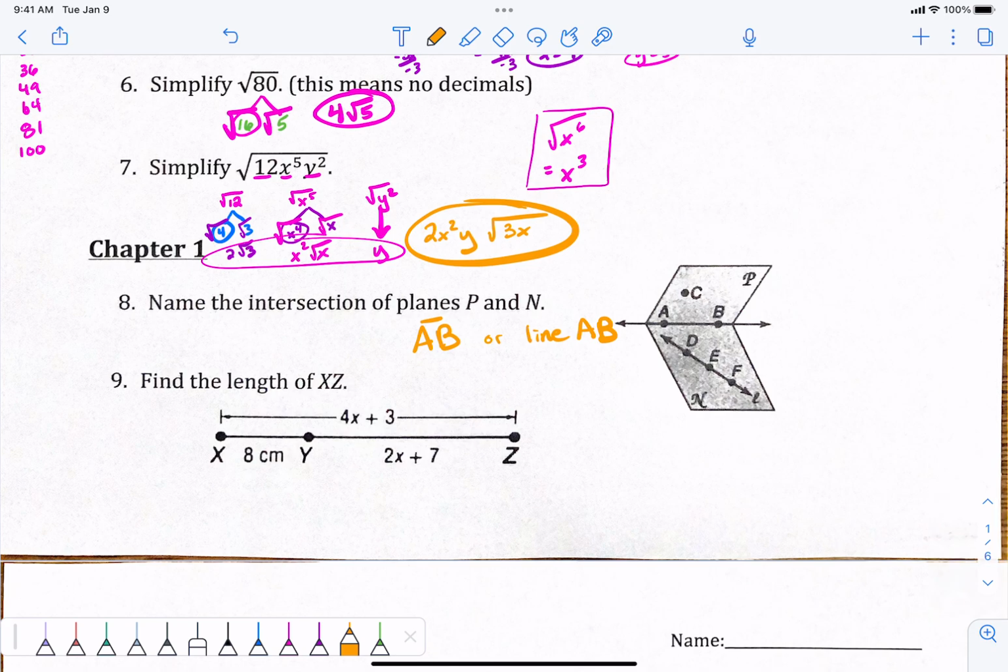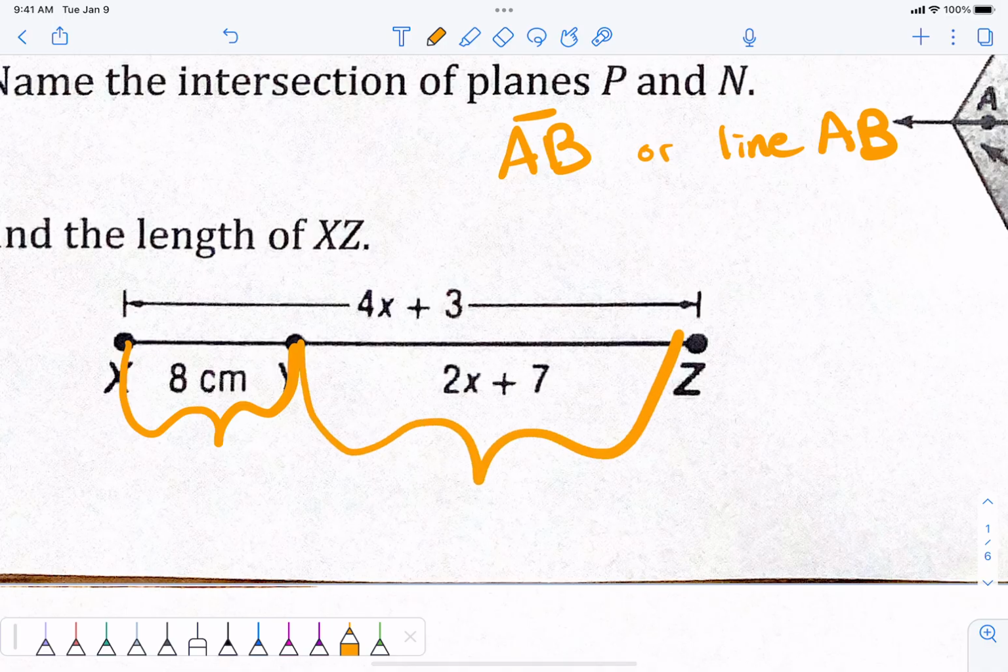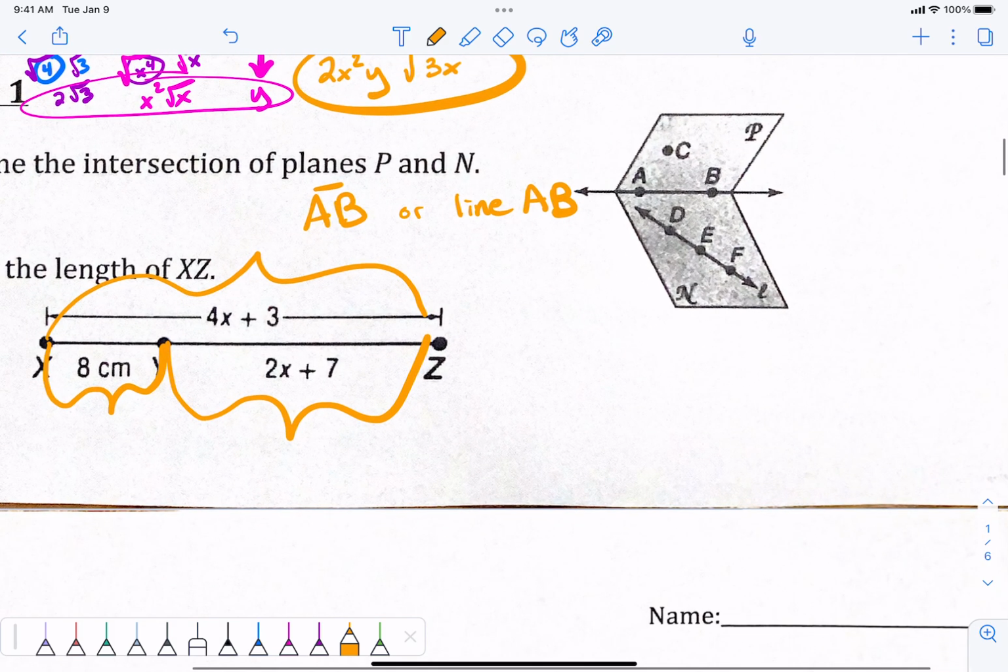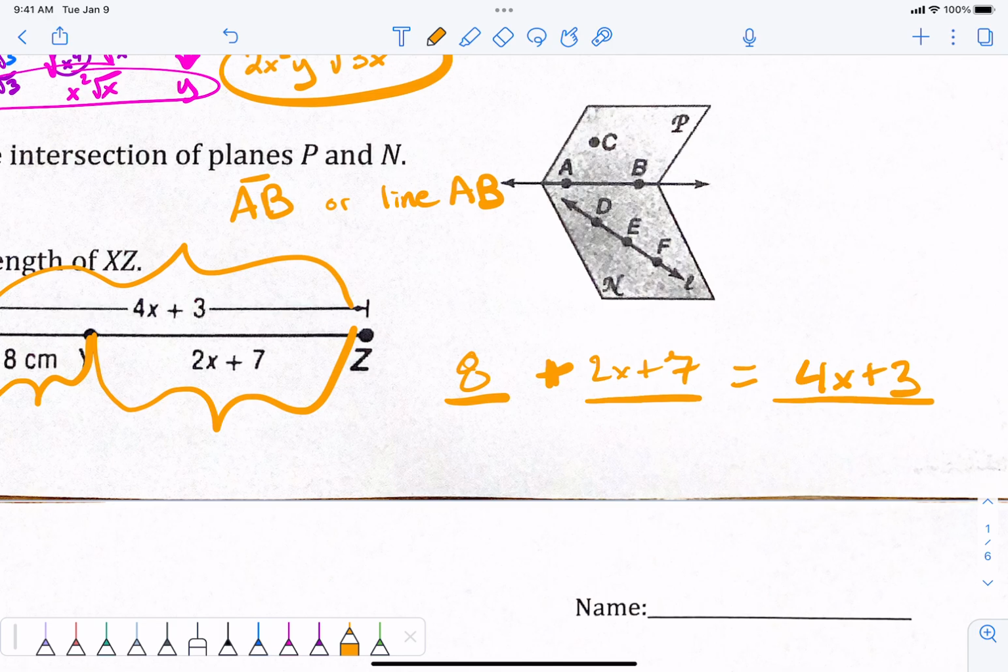Find the length of XZ. So let's look at our parts here. They're saying that from here to here is 8 centimeters, right? Then they're saying from here to here is 2x plus 7. But the entire length is 4x plus 3, right? You see that? So how do we do this? So 8 plus 2x plus 7 is equal to 4x plus 3. This is like that segment addition postulate. So we're taking the 2 smaller pieces, adding together to get the bigger piece, right? So 8 plus 2x plus 7 makes the entire 4x plus 3. Make sense? And then we solve.